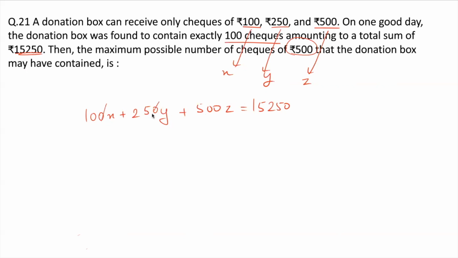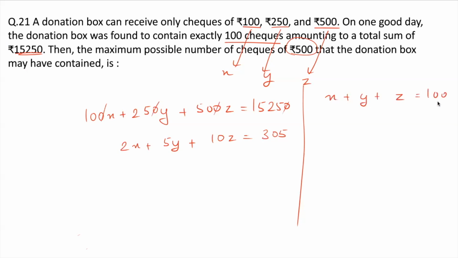So let's cancel out 10 from both the sides and divide by 5. So we will get 2x plus 5y plus 10z is equal to 5 3s are 15 and 5 5s are 25. Okay, so now instead of dealing with big numbers, let's deal with x, y, and z, such that the sum should be 100, obviously because there are 100 checks.